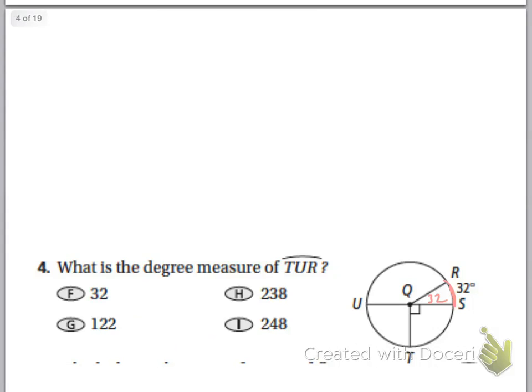And then we also have a bunch of straight lines, so this is going to be 180. To find this angle here, I do 180 minus 32, so that angle is going to be 148. And then we are trying to find TUR, so I'm going to add 90 plus 148 and get 238 as my answer.